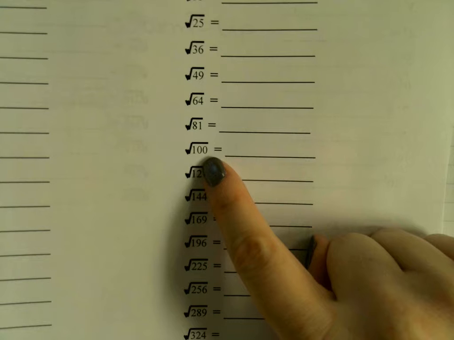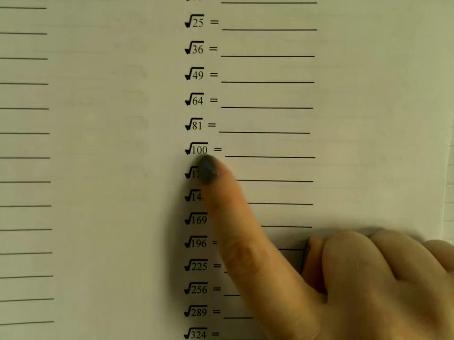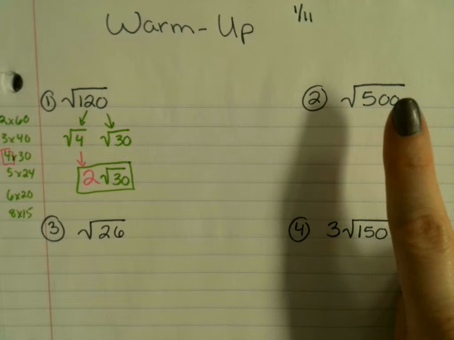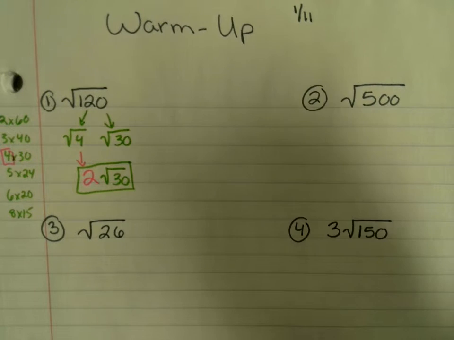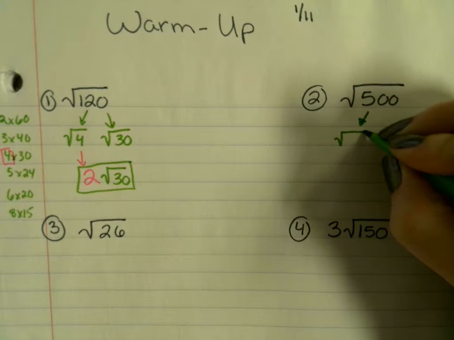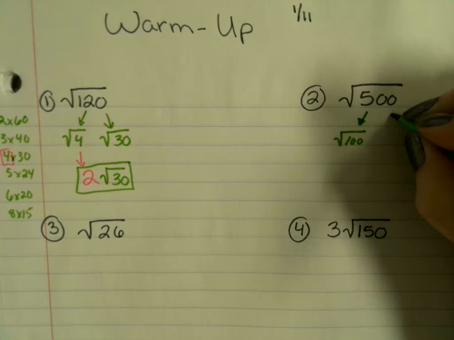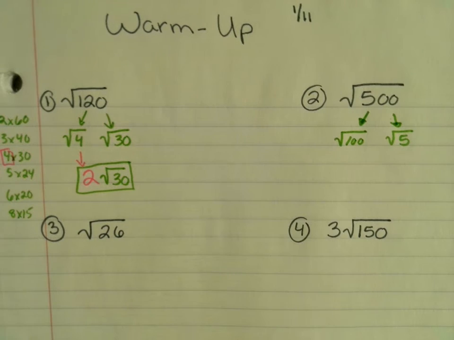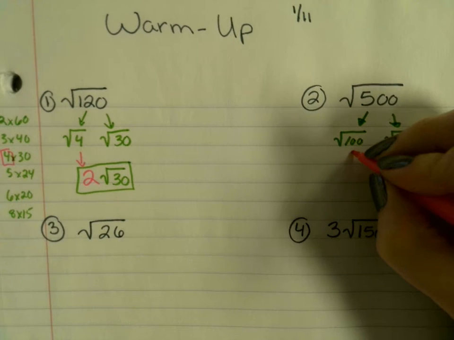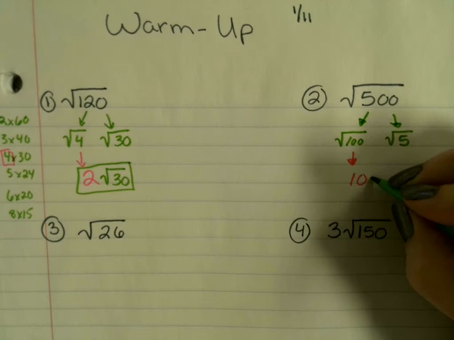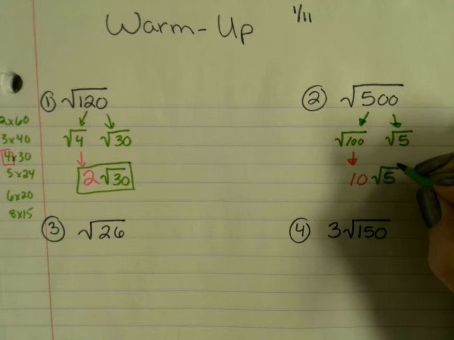100 is a perfect square, and the 100 can go into 500 5 separate times. So having that list helps you to see what you can split it up as equally. So you have square root of 100 and the square root of 5. Square root of 100 is 10. And then square root of 5 stays square root of 5. So we have 10 square root of 5 as our final answer.